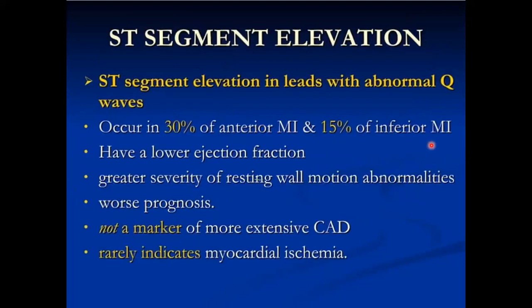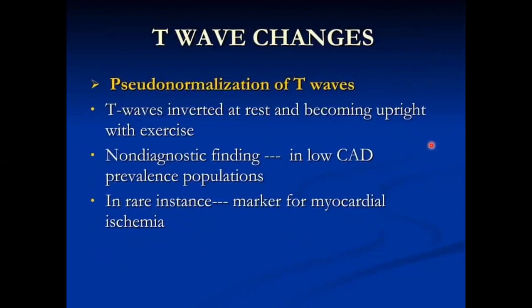And ST segment elevation in leads with abnormal Q waves, as I have mentioned earlier, usually occurs in about 30% of anterior MI and 15% of inferior MI. They usually have a lower ejection fraction, greater severity of resting wall motion abnormalities, and tend to have a worse prognosis. But it is not a marker of more severe coronary artery disease, and it really indicates myocardial ischemia.